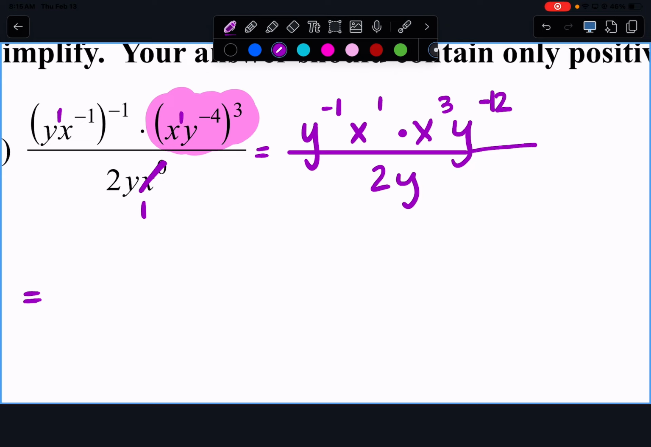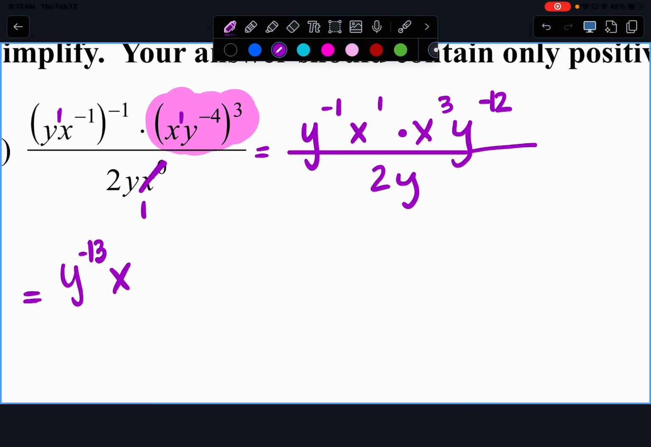Now we can start adding and subtracting. So now what am I multiplying this y by? I'm going to have to multiply it by this one, right? So what do I need to do with -1 and -12? Add them together. What is -1 plus -12? -13. So we have y to the -13. All right, then we're going to do it for x.